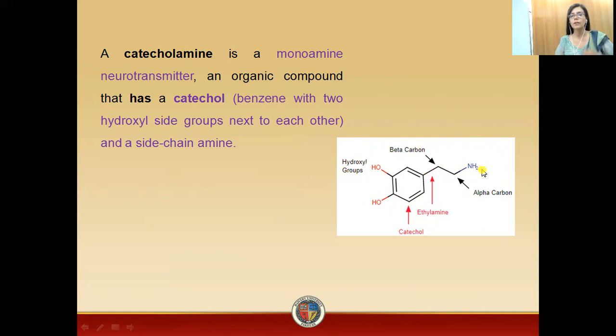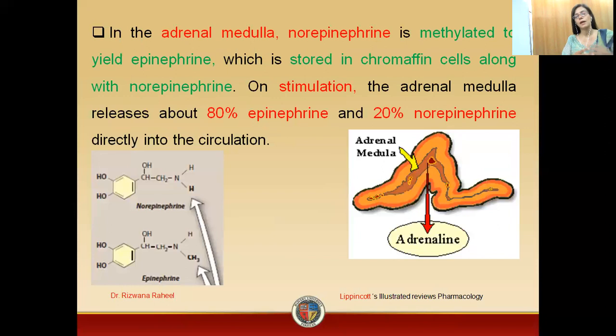So now what is the definition of catecholamine? Catecholamines are the monoamines which contain the catechol ring with a side chain amine. Now what is catechol ring? Catechol ring is basically a benzene ring which contains the two side hydroxyl groups. Now coming towards the epinephrine again.